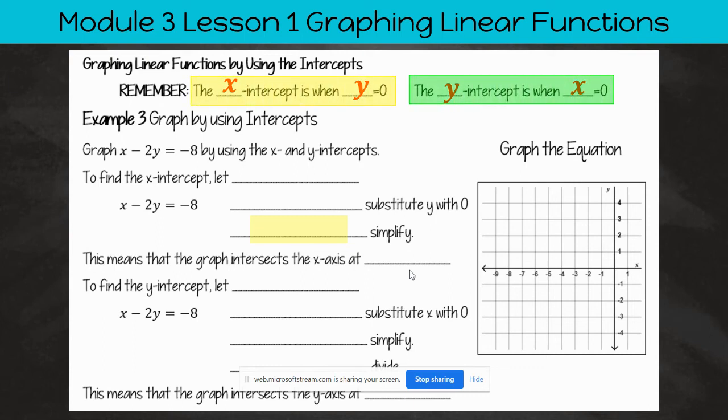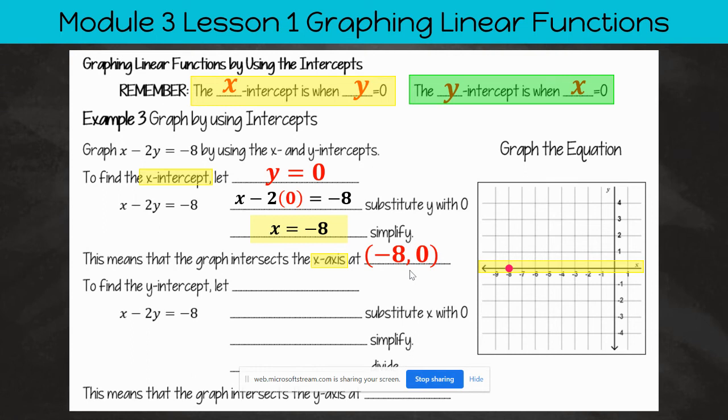Okay, so to find our x-intercept, we are first going to let y equal 0. And so x minus 2y, or x minus 2 times 0, is equal to -8. Well, I can simplify that just to be x is equal to -8, which means the graph intersects the x-axis at -8, 0. So here's my x-axis. I'm going to go to -8 and graph my point.